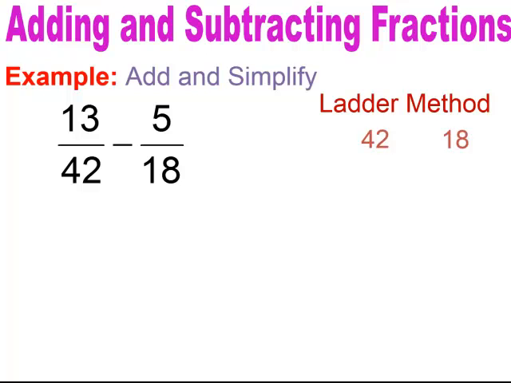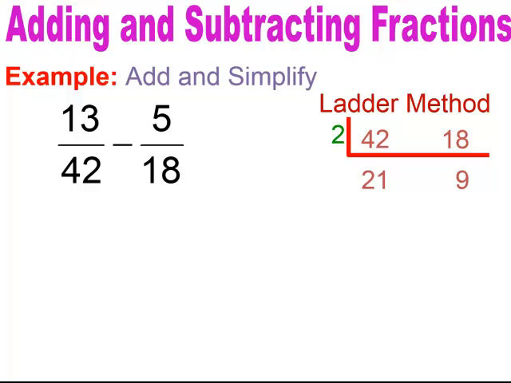So first you're going to take the two denominators and write them in a row. Put a little L-shaped box around the two numbers. And then you're going to divide out prime factors. So when I'm looking at two even numbers, I'm going to divide out the prime factor of 2 and divide it into both numbers, and whatever's left will go underneath. So 42, I get 21, and 18, I get 9.